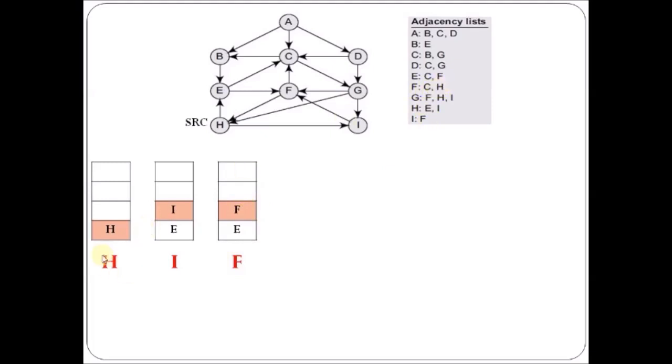As H is already considered, there is no need to reconsider it. So there is only a single node to be pushed onto the stack, and that is node C. The element at the top of the stack is node C. So for node C, remove it from the top of the stack and replace it with the elements from the adjacency list.